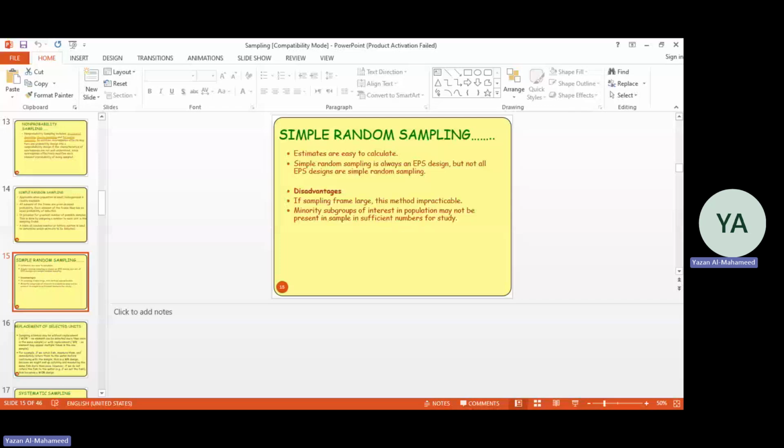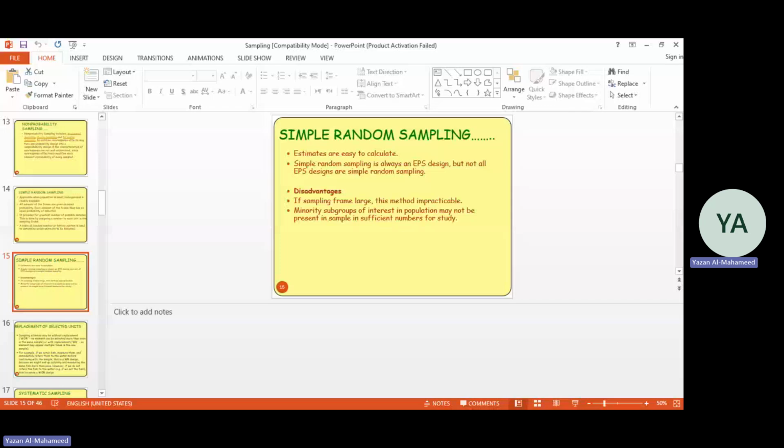The second type is stratified random sampling. We divide the population into different strata that share something in common. That thing could be gender, age, career, occupation, education, and religion sometimes. After dividing the population into strata, we select some strata randomly, and then we select some members from each stratum randomly.